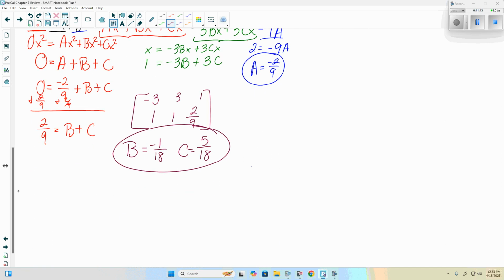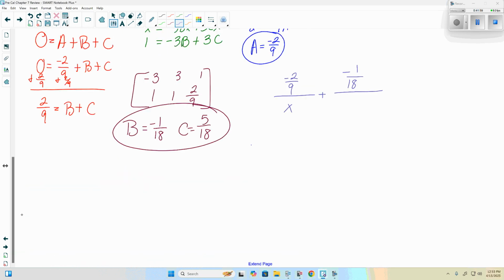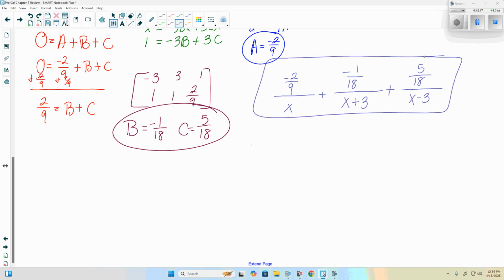Our other two values. And you can put it up there at the top because a, so negative 2 ninths over x, plus negative 1/18 over x plus 3, plus 5/18 over x minus 3. Really, this we would need to simplify it. I will take that as an answer because you can get at least there.